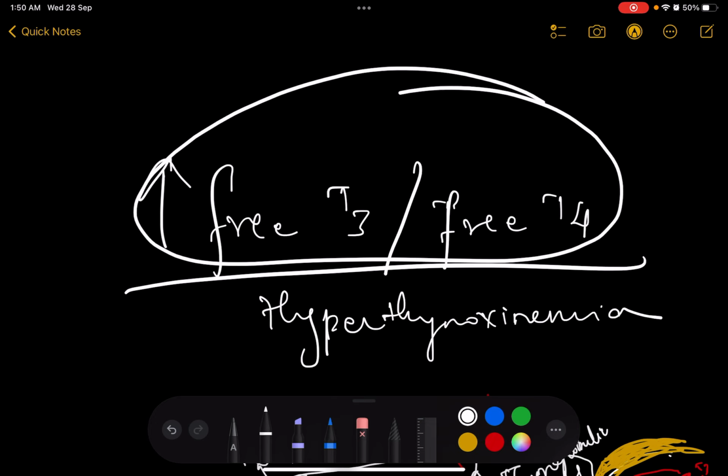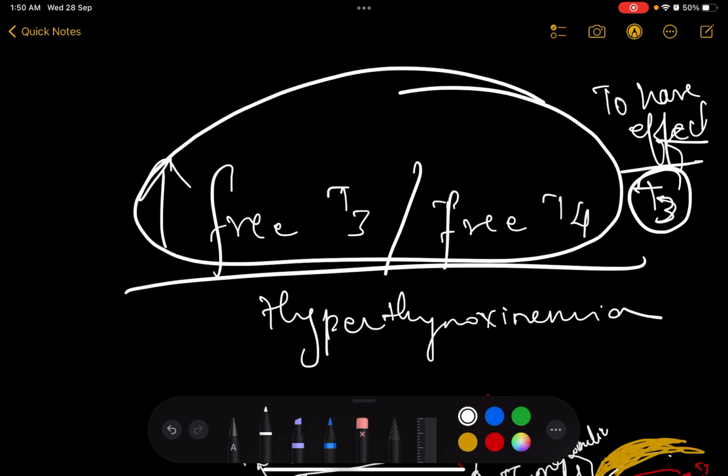And remember, it's free. If it's bound, probably that's nothing to worry about, because bound T3, T4 do not have an effect over any cell. The thyroid hormone must be free T3. It should be free, not protein bound.